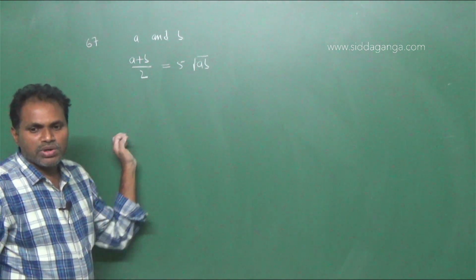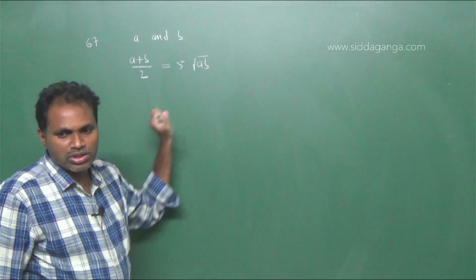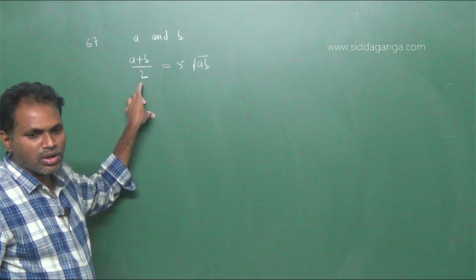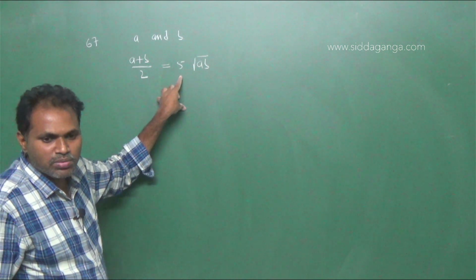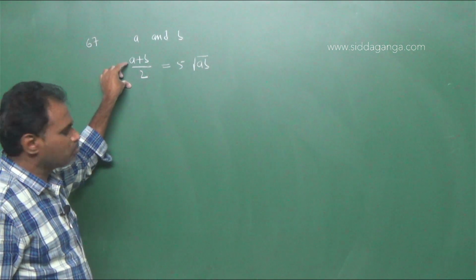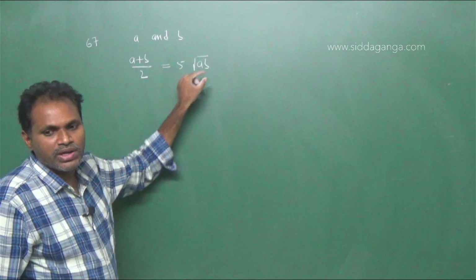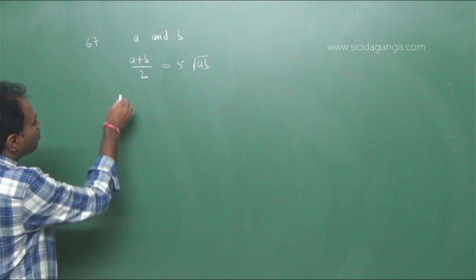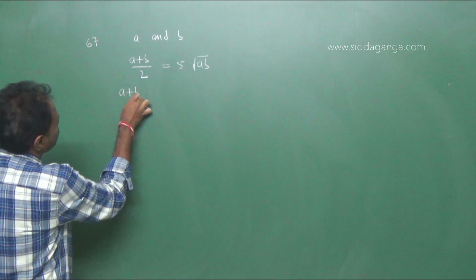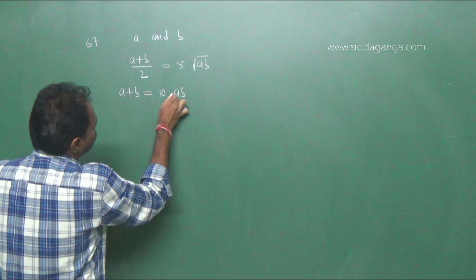Arithmetic mean of two numbers is (a plus b) by 2 and geometric mean of two numbers is root ab. Now the arithmetic mean of two numbers is equal to 5 times their geometric mean. Therefore, according to the given data, (a plus b) by 2 equals 5 into root ab. Therefore a plus b equals 5 into 2, 10 into root ab.